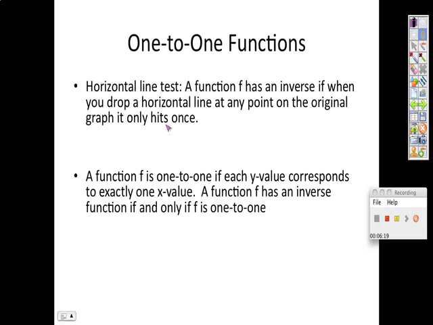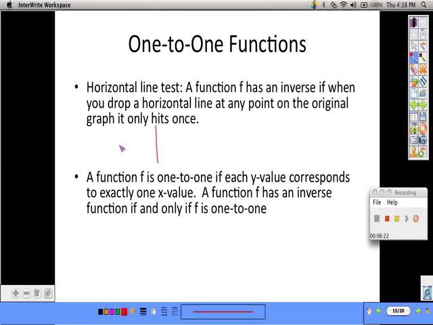The horizontal line test is similar to the vertical line test. The vertical line test tells us whether or not a graph is a function. This parabola is a function because it passes the vertical line test. The horizontal line test tells us if that function's inverse is a function. So if I draw a horizontal line through this graph, it hits more than one spot, so the inverse of this graph would not be considered a function. What the inverse of this actually looks like is a sideways type parabola. So for any x value, there's two outputs, meaning that it's not a function.